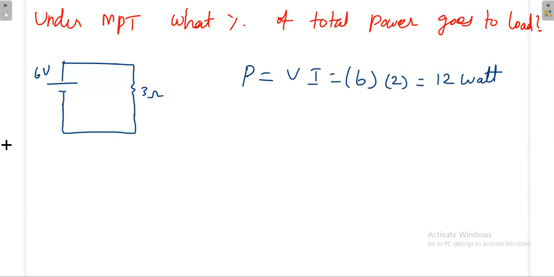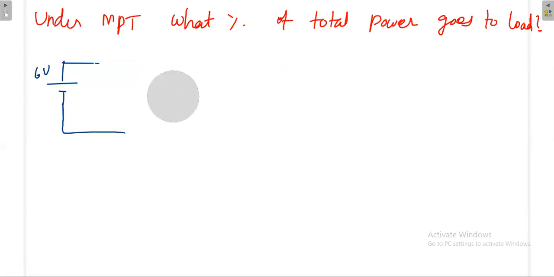Okay, so now I am getting 12 watt. Sorry, I think we are making a mistake here. It's not in this way, it's like this. Now, say this is 3 ohm.